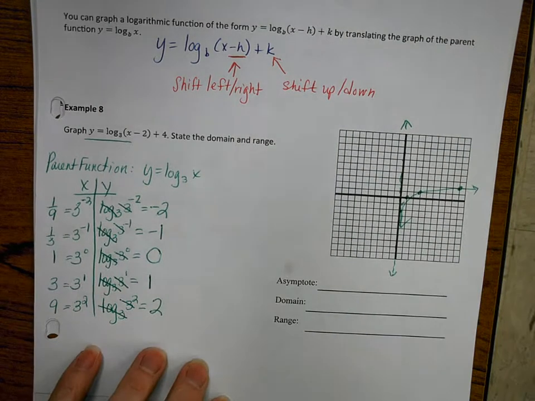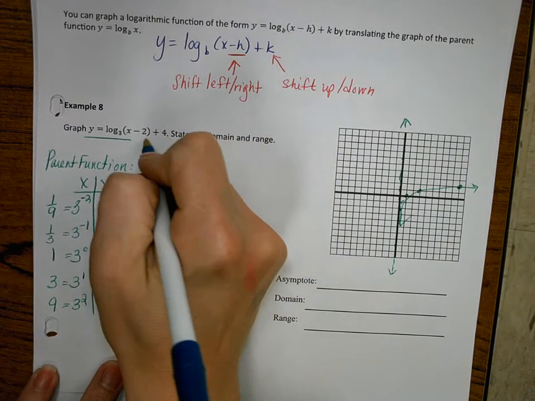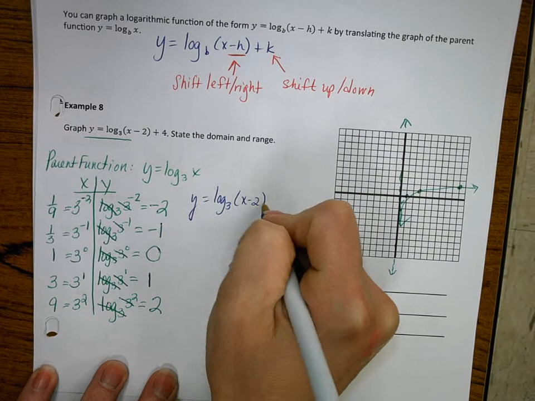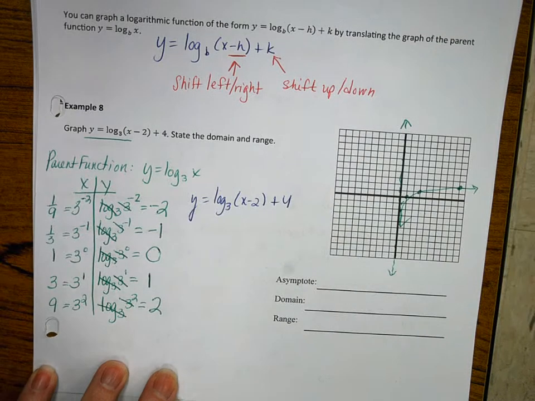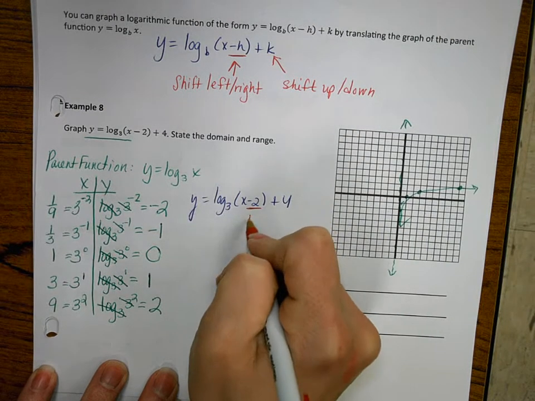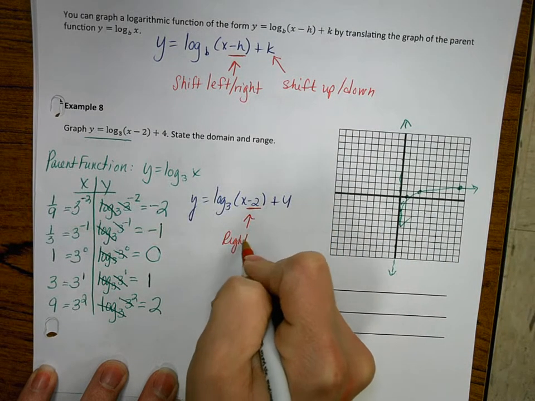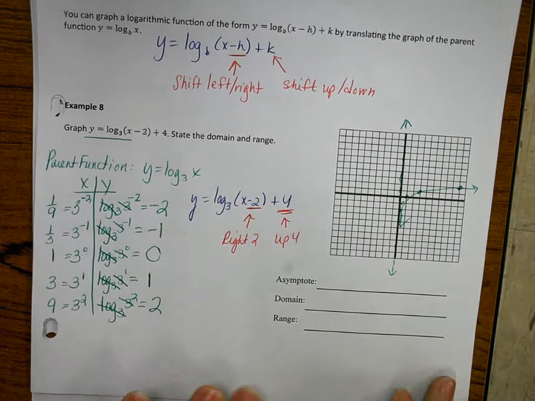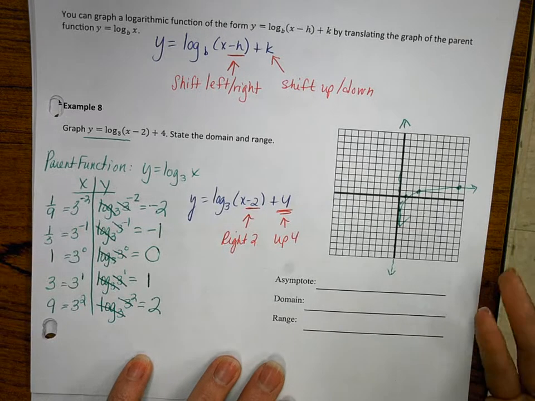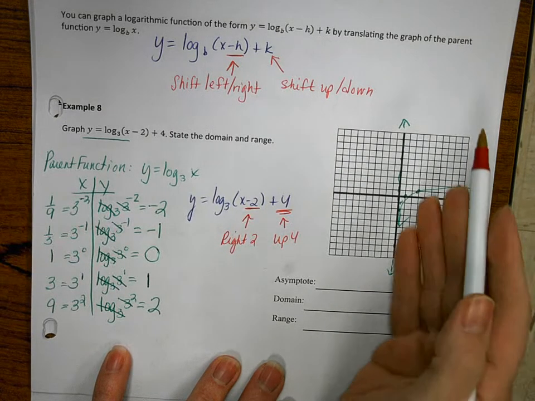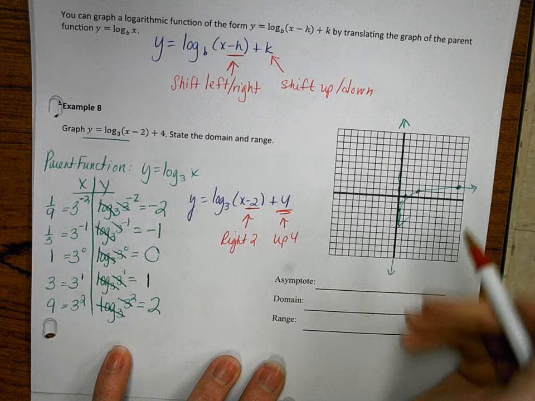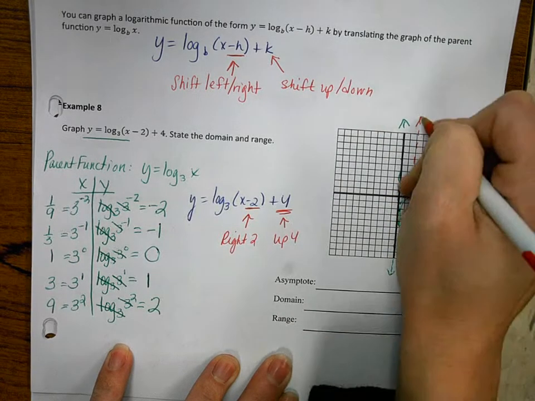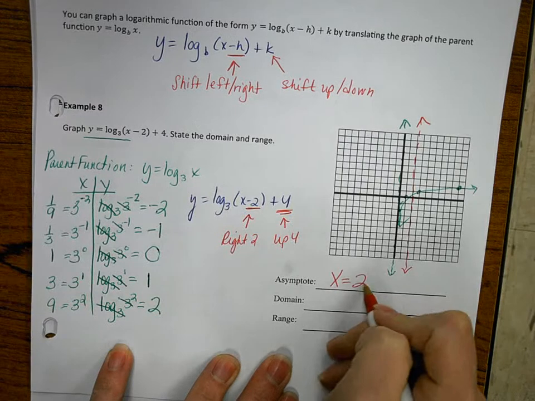So if I look at y is equal to log base 3 of x minus 2 plus 4, shifting that graph, this is going to go to the right 2, and this is going to go up 4. The first thing I always want to move is my asymptote, my guide for that graph. The up 4 isn't going to do anything to it, but the right 2 is going to take that asymptote to the right 2. So my vertical asymptote is going to be at x is equal to 2.